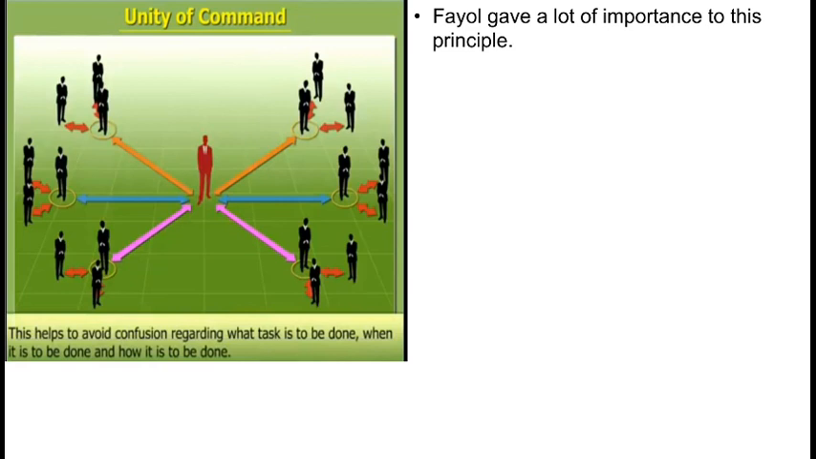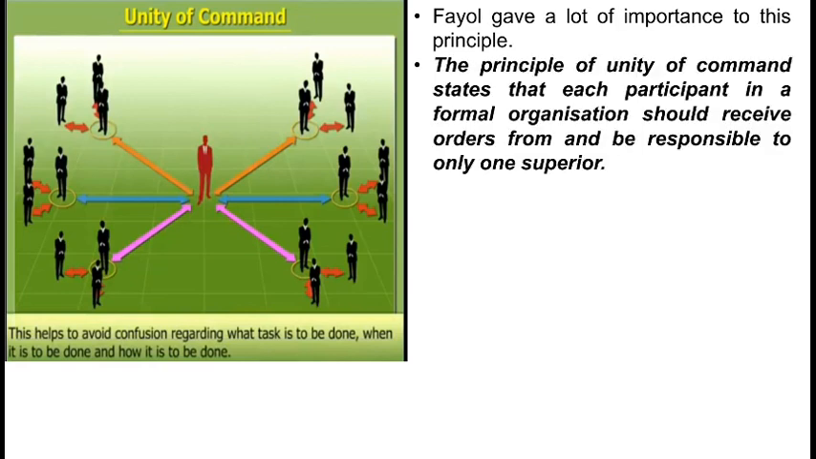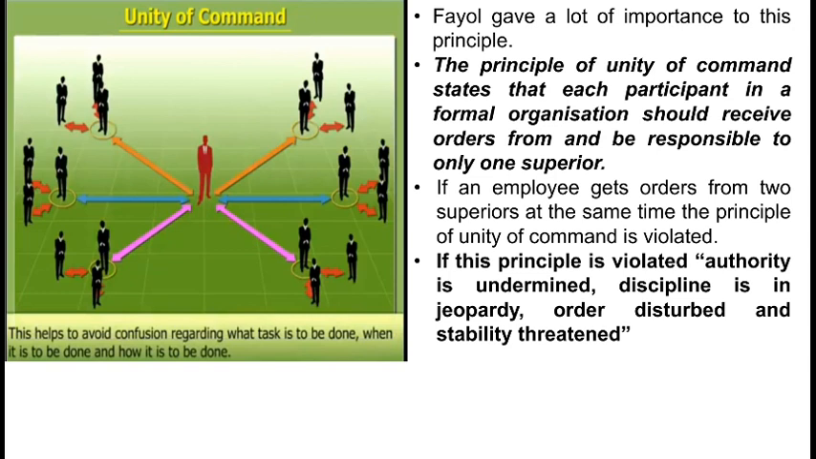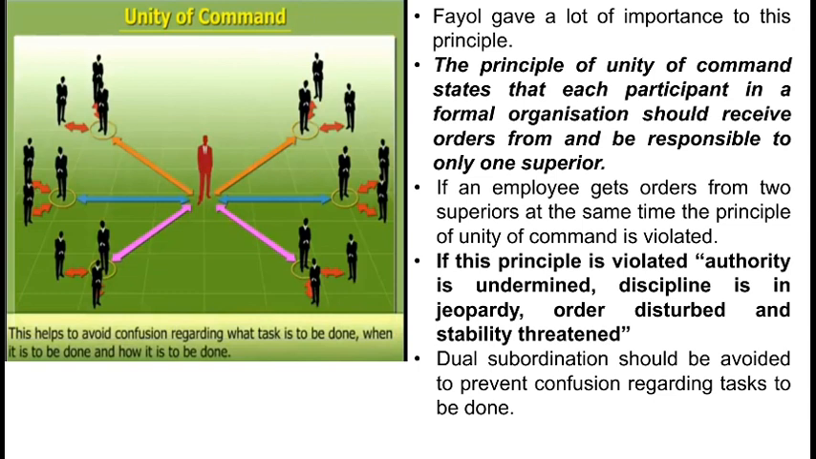Fourth principle, unity of command. Fayol gave a lot of importance to this principle. The principle of unity of command states that each participant in a formal organization should receive orders from and be responsible to one and only one superior. If an employee gets orders from two superiors at the same time, the principle of unity of command is violated. If this principle is violated, authority is undermined, discipline is in jeopardy, order is disturbed, and stability is threatened. Dual subordination should be avoided to prevent confusion regarding tasks to be done.